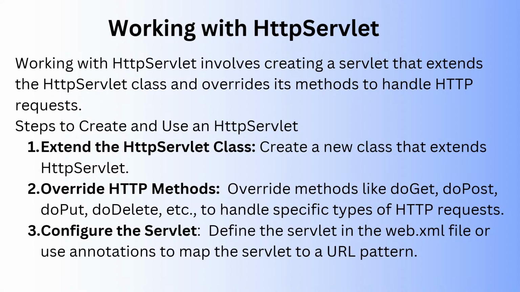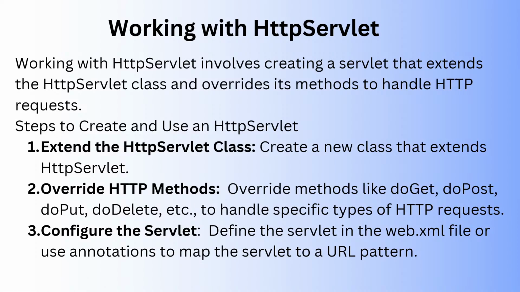Now we'll see the steps to create an HTTP servlet. First we have to extend the HttpServlet class, by creating a new class that extends HttpServlet. Next is to override the HTTP methods. So HTTP methods are nothing but doGet, doPost, doPut and doDelete. The doGet method is used to get the URL.